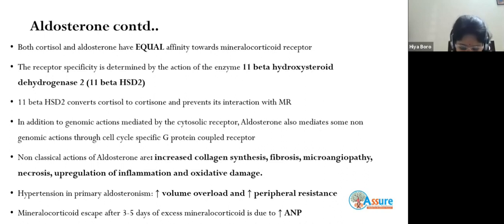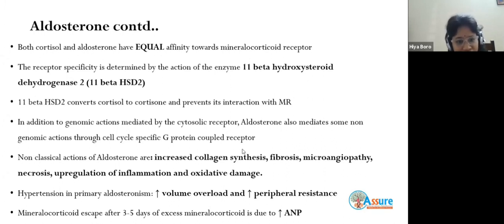So basically, both cortisol and aldosterone have equal affinity for the mineralocorticoid receptor. However, cortisol is inactivated to cortisone by 11 beta HSD2. When it gets inactivated to cortisone, it cannot act on the aldosterone receptor. So the receptor specificity is determined by the 11 beta HSD2 enzyme.